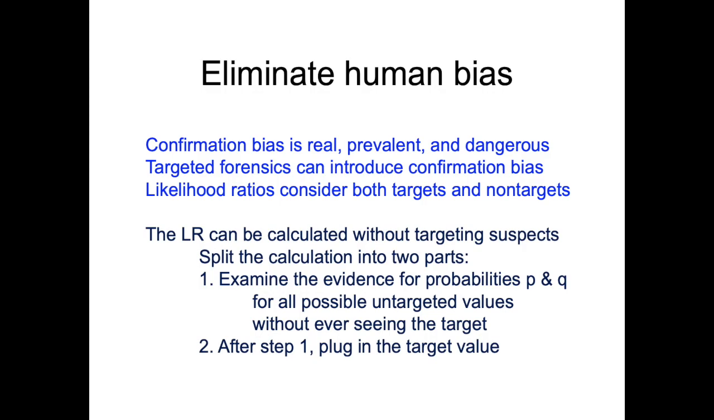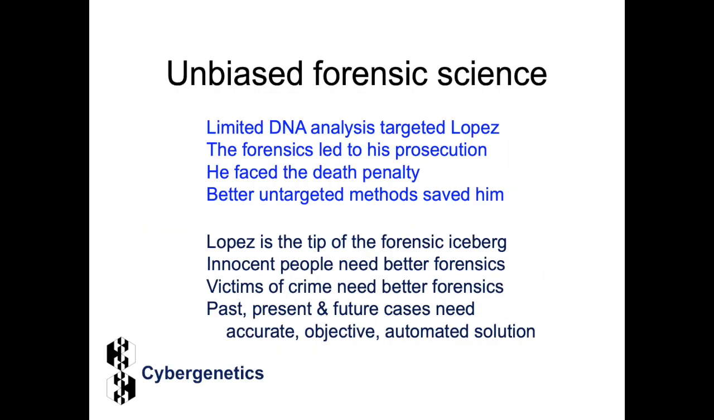That's a lot of work. It takes computers. But it can be done, and it is done. And secondly, after all that heavy lifting is done, after step 1 is finished, then any target value can be plugged into those probability functions to calculate the likelihood ratio in an untargeted, unbiased way. It could be done for one defendant, for 10 suspects, or for an entire database of 15 million offenders on CODIS.